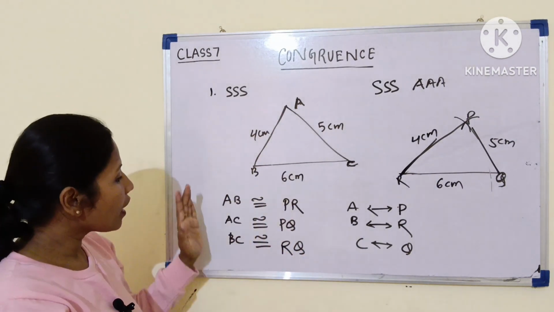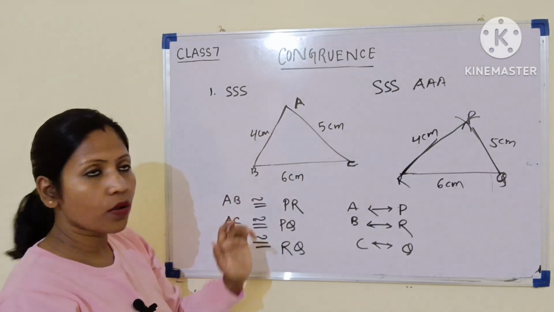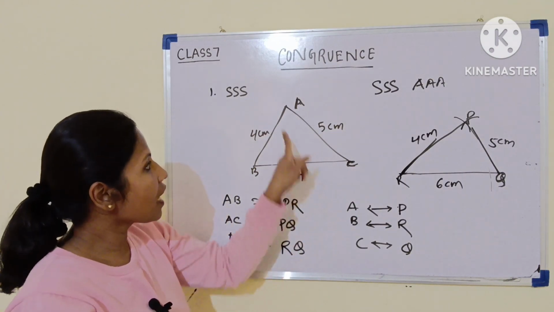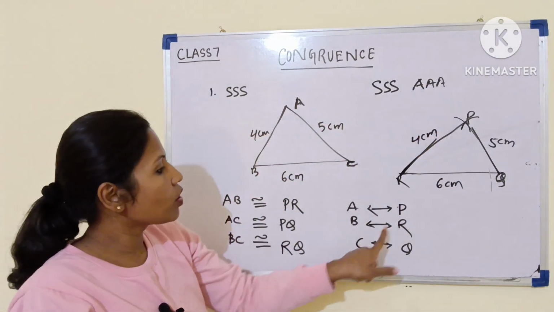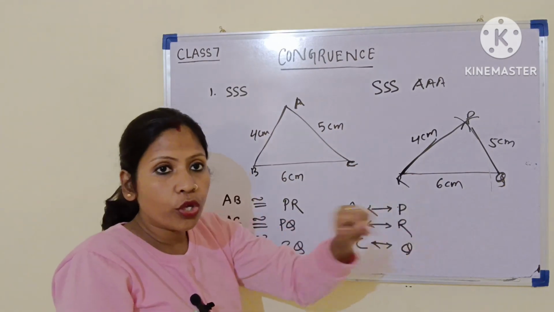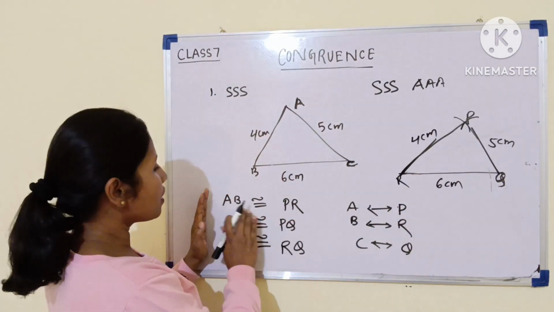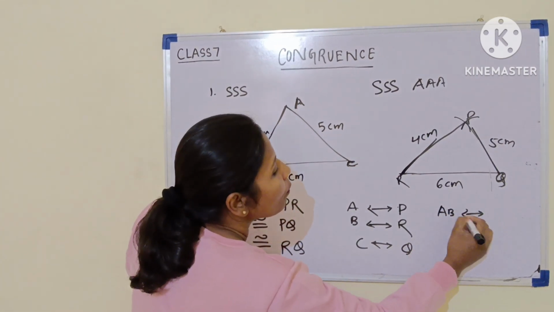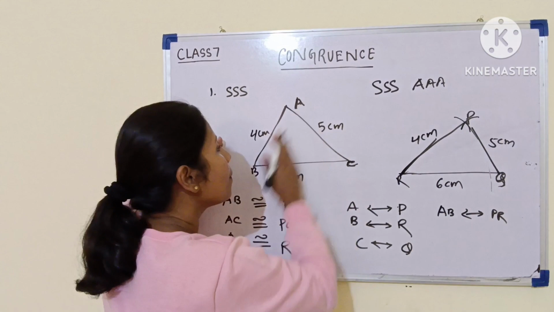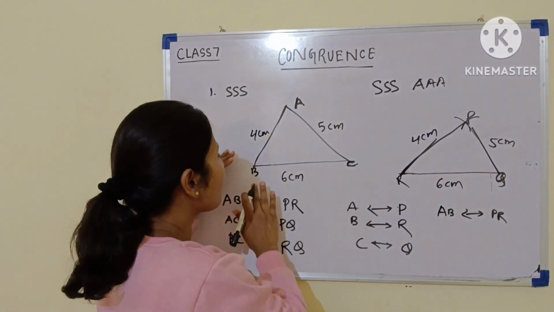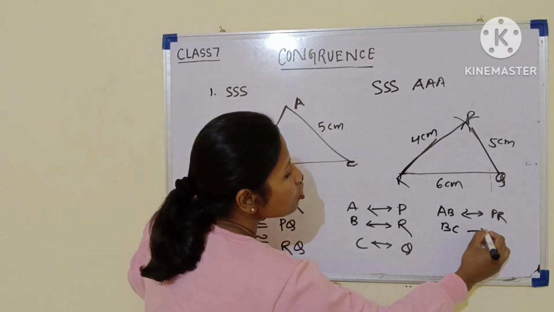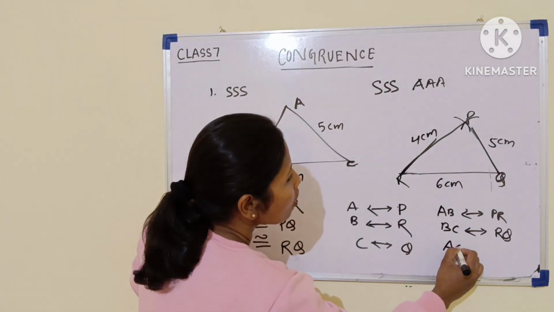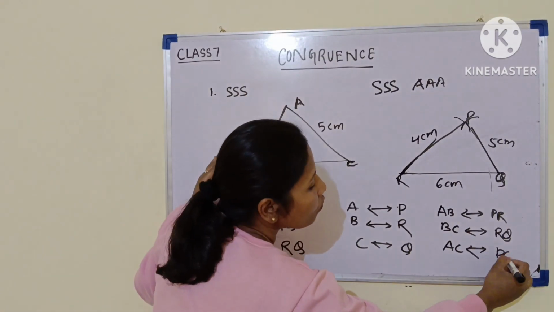So here I have shown you how the sides are congruent to each other. Now this correspondence matters a lot. A corresponds to P, B corresponds to R, C corresponds to Q. The same goes for the sides. AB corresponds to PR, meaning AB and PR are the same. Then BC corresponds to RQ. Then AC corresponds to PQ.